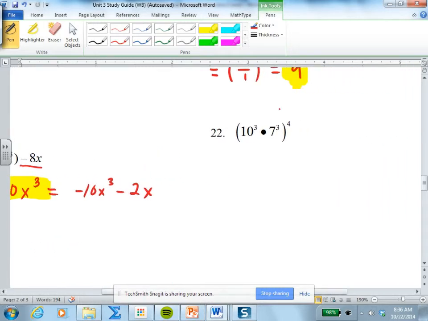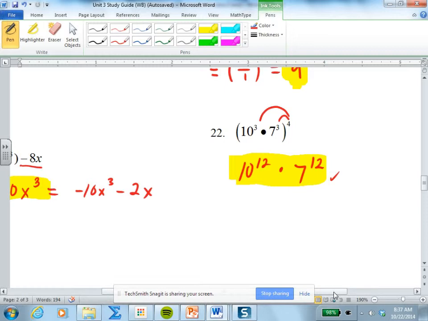On 22, we have a power outside of parentheses. We have to multiply it by each power on the inside. Doesn't matter if they're X, Y, Z, smiley faces, peace signs, hashtags, does not matter what those things are. If they are bases with exponents, you multiply. So it's 10 to the 3 times 4 is 12 times 7 to the 12. Now the question ultimately will be, Mr. Cummings, do you want us to figure out what that number is? And the answer is no. 10 to the 12th is in the trillions. 7 to the 12th is in some, I don't care. It's unreasonable to ask you guys to do that.